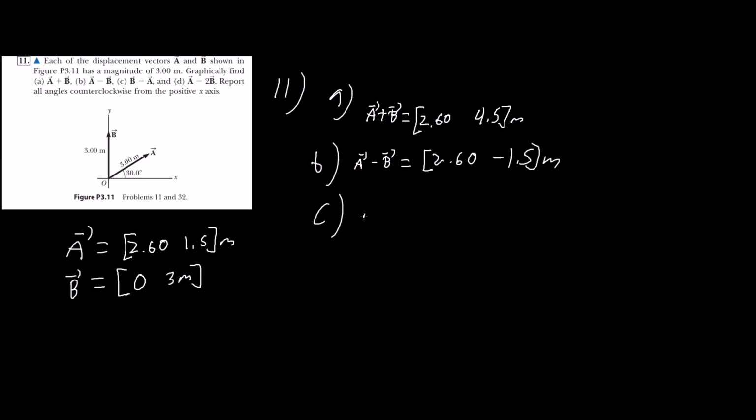Part C is A minus 2B, which doesn't look that bad actually. So, which will result in 2.60 minus 0, which is just going to be 2.60. 1.50 minus 6. So 1 minus 6 is negative 5. Negative 5 plus 5 is negative 4.5 meters. Yep, that was right. Okay. Beautiful.